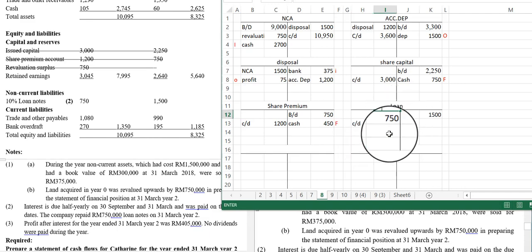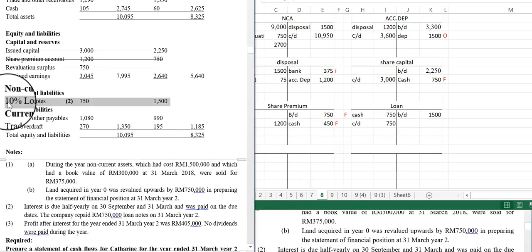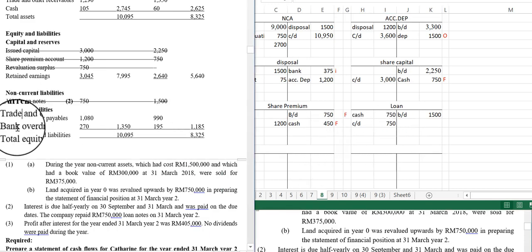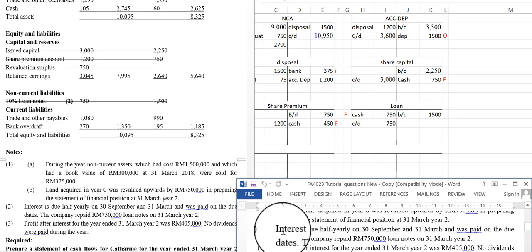So during this year you have 750. This is a cash amount. Now since it's a loan payment, it's a financing activity. Then this one is done. Trade payables, bank overdraft: payables you are going to use later on, and overdrafts you are going to check on your cash flow later. Interest due is half yearly.